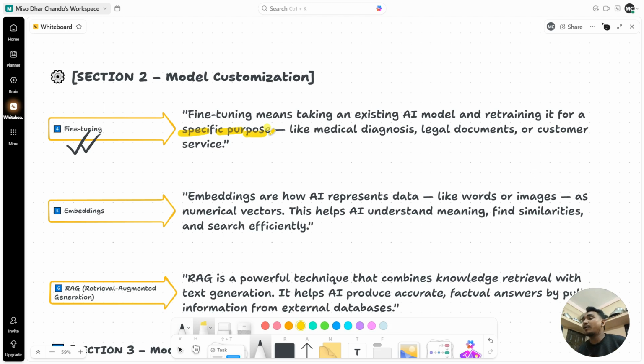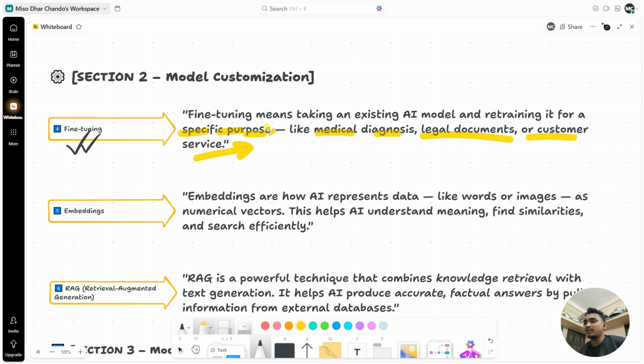Let's say I'm creating a chatbot which has information about my company. Fine tuning means you take an AI model, it can be Grok, Google Gemini, Claude, or ChatGPT, and retrain it for a specific purpose. In my case, I make it for my company. You can also use fine tuning for medical diagnosis, legal documents, and customer service.